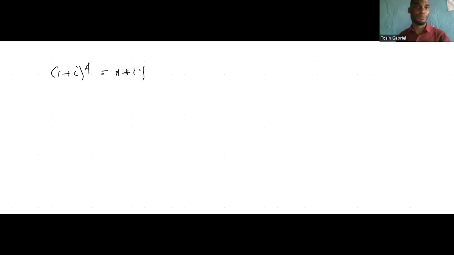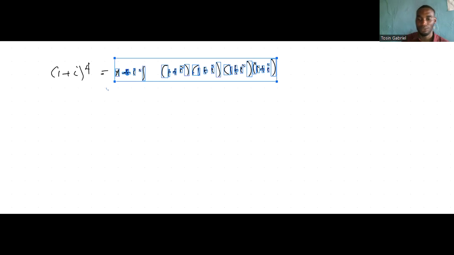What you do is that you are going to use the binomial theorem to solve this. Although there are other methods you can use, you can actually do it 4 times, like simply say 1 plus i multiplied by 1 plus i multiplied by 1 plus i multiplied by 1 plus i. But that method is very long, it's too long, so I'm going to use a short one that you can easily understand.